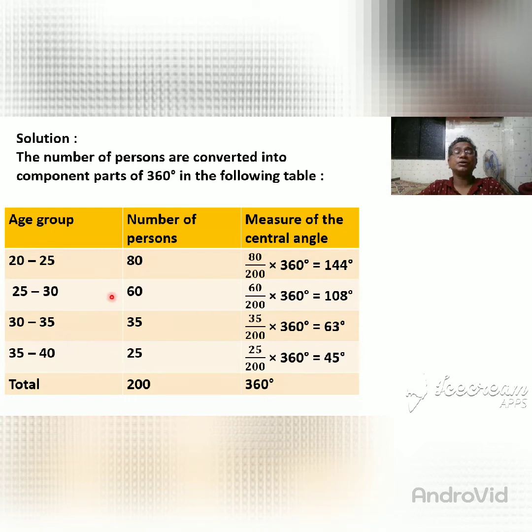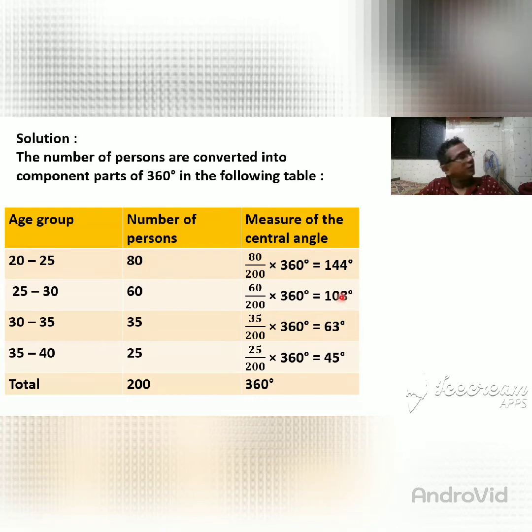How many? 60 persons. So the numerator is 60 and the denominator is 200. So I write 60 as the numerator and total 200. So 60 upon 200 into 360. This 0 cancels. This 0 cancels. 2 ones are 2. 2 threes are 6. 3 into 36, 3 sixes are 18, 8 and 1 is carry. 3 threes are 9, 9 plus 1 is 10. So 108.